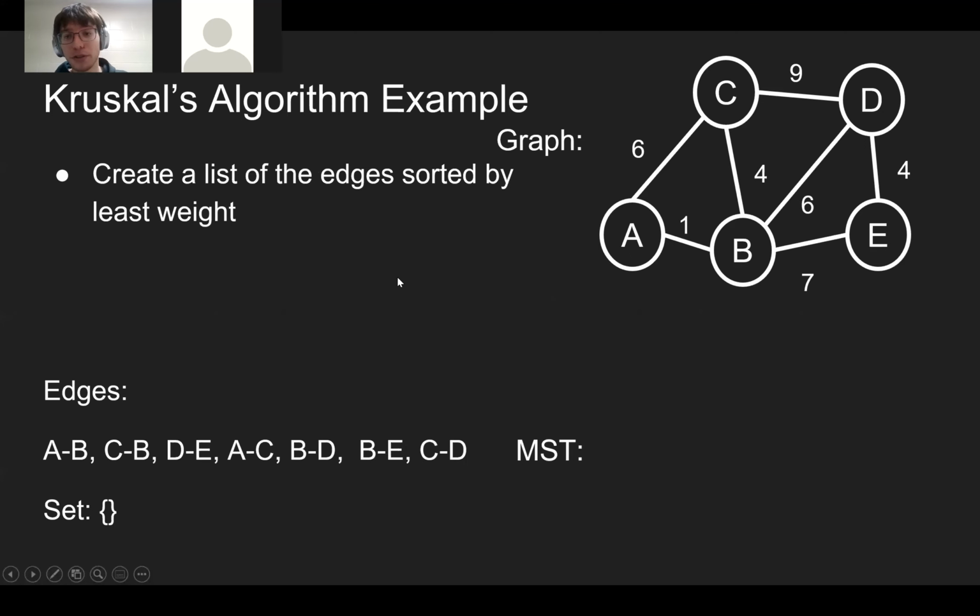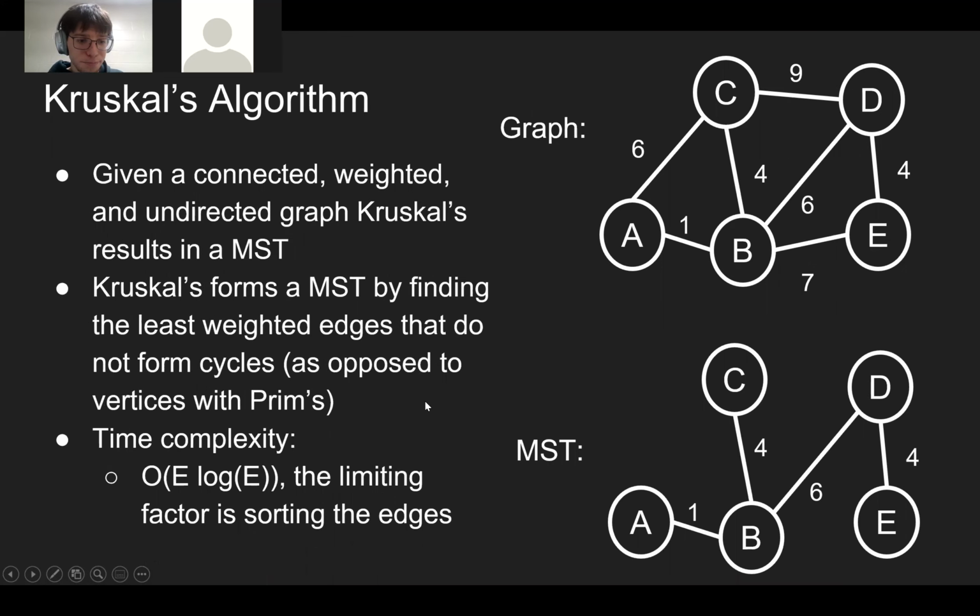So you create an empty set of edges, and here are all the edges in the graph, sorted by least weight. A to B, then C to B. They're just sorted by lowest weight. This is why it takes E log E time, because the most expensive part of this is sorting the edges.